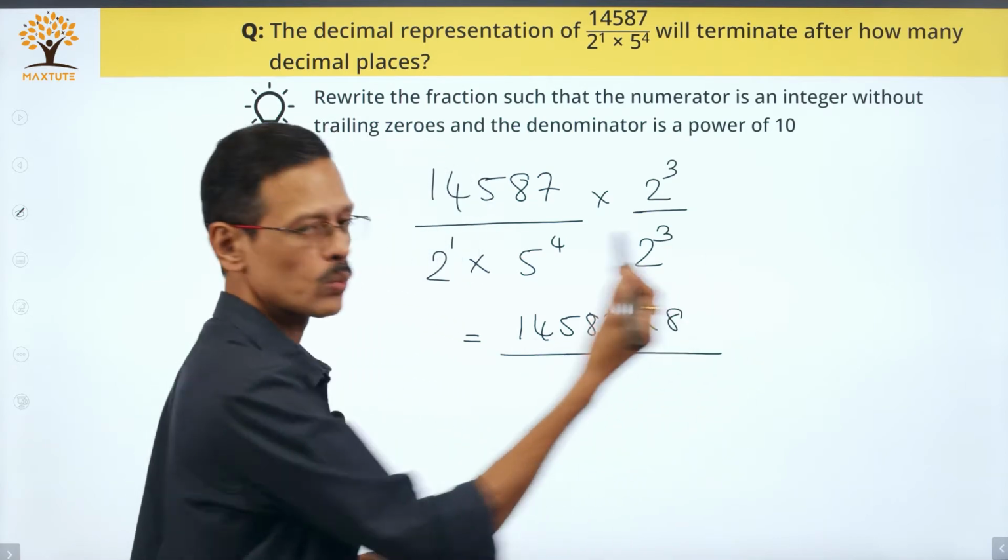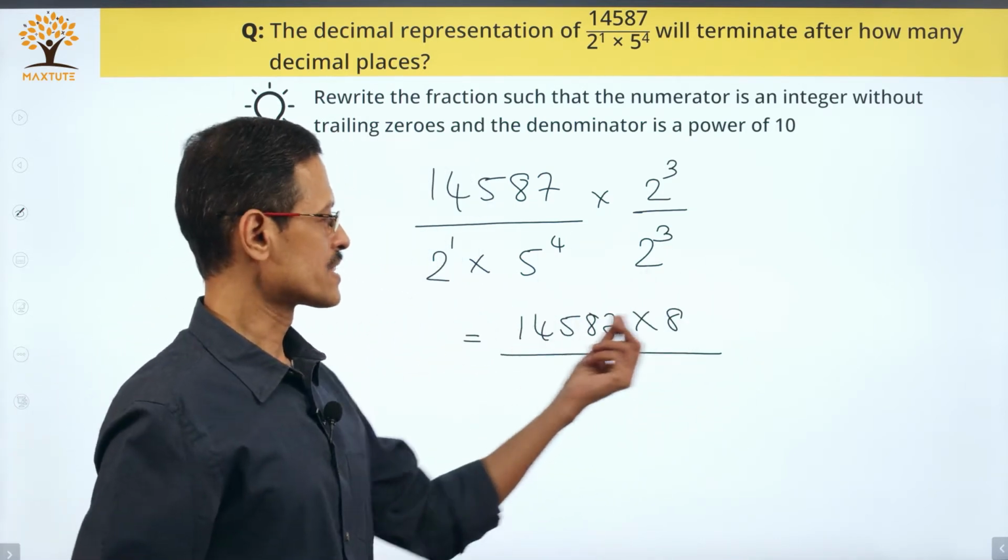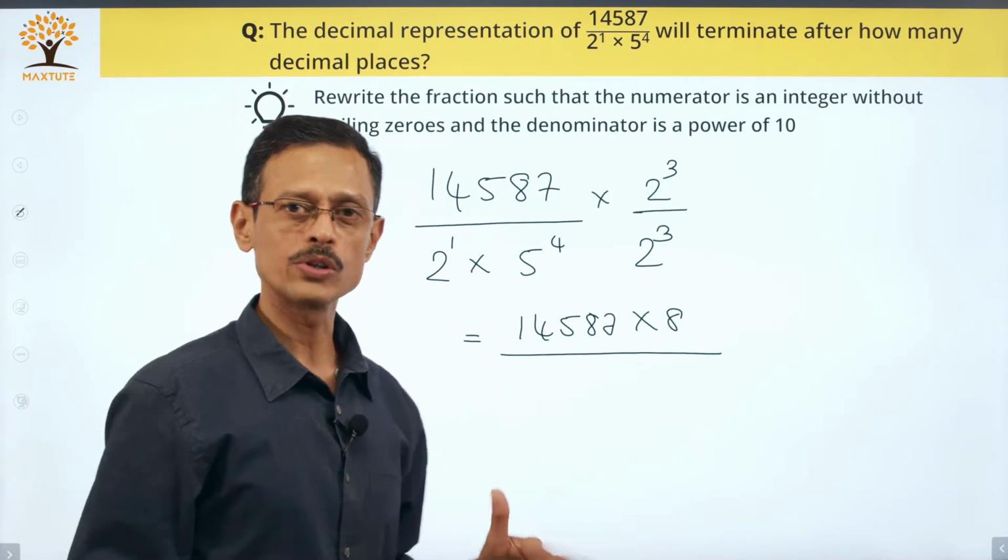Don't even bother finding out what this value is. It's of no consequence at all, right? This definitely is going to end in a 6, which is not a trailing 0. You don't have to worry about it.